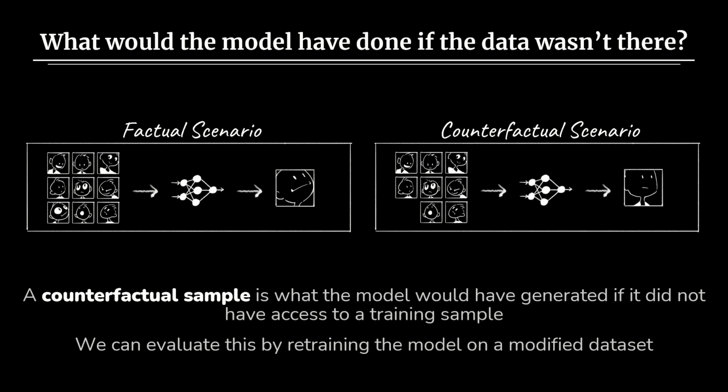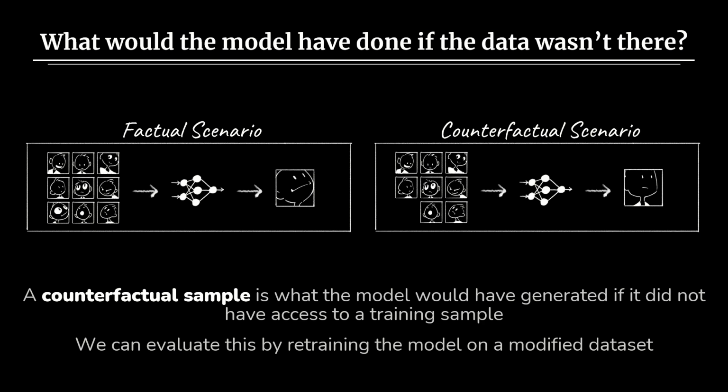Well, to assess this, what we can do is ask the counterfactual question. What would the model have done if that data wasn't there? What would it have generated instead? If it generated something that looks significantly different from what it actually generated when it had access to the full training data, then that suggests that the model actually learned something pretty important from that piece of data that's missing in this alternative counterfactual scenario.